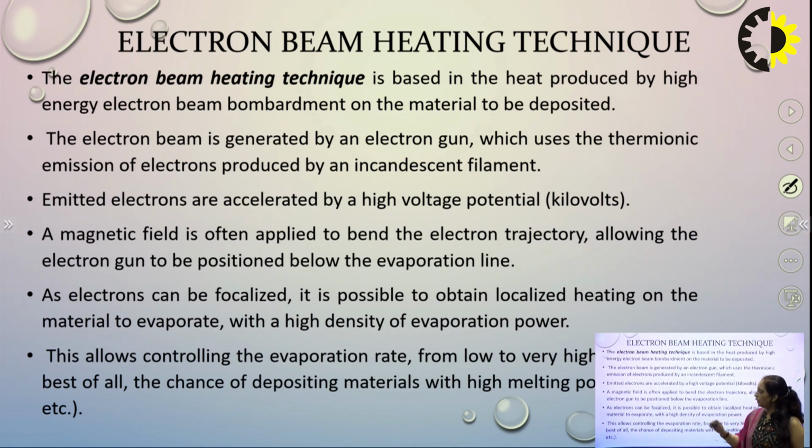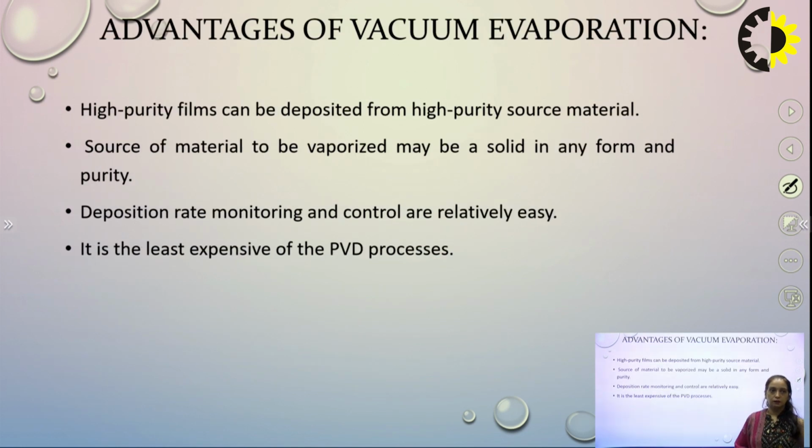A magnetic field is often applied to bend the electrons to the target material. Then electrons can be focalized. It is possible to obtain localized heating on the material to evaporate with a high density of evaporation power. It allows controlling the evaporation rate from low to high values to have the best result.